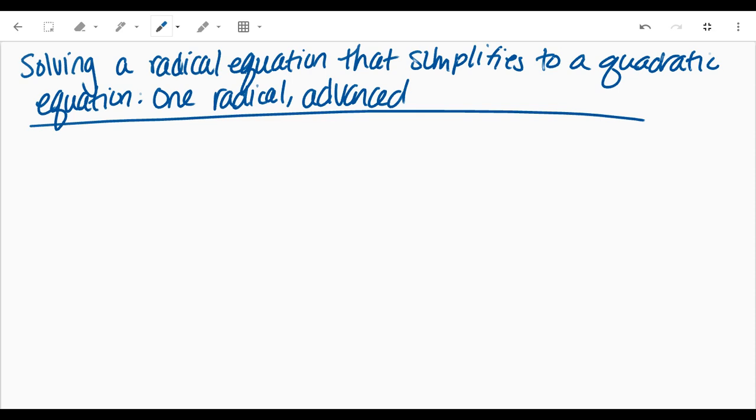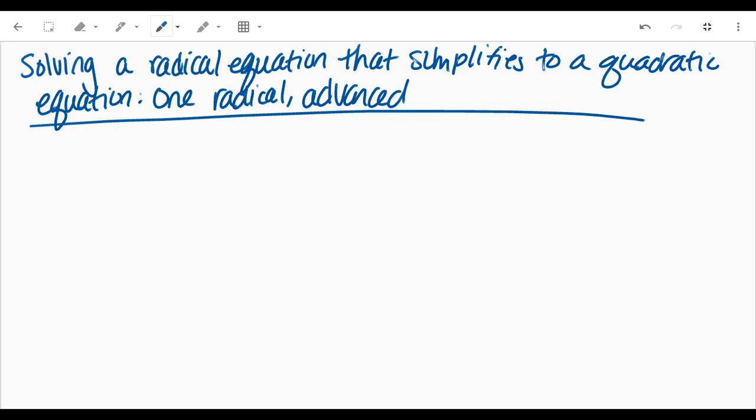Okay, first topic in Module 7, solving a radical equation that simplifies to a quadratic equation. So radical would mean that there's a square root in it, and it's going to simplify to quadratic, which would mean that it would have an x squared in it, which means we're going to be using the quadratic formula or factoring to solve it.